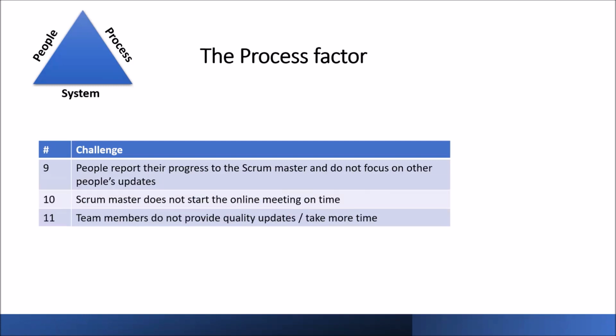And the third factor is the process factor. That means people report their progress to the Scrum Master, and the Scrum Master doesn't start the meeting on time, or doesn't make necessary reports on time, and the team members do not provide quality updates. Here we have to train the people and we have to constantly mentor them so that we can bring the change.